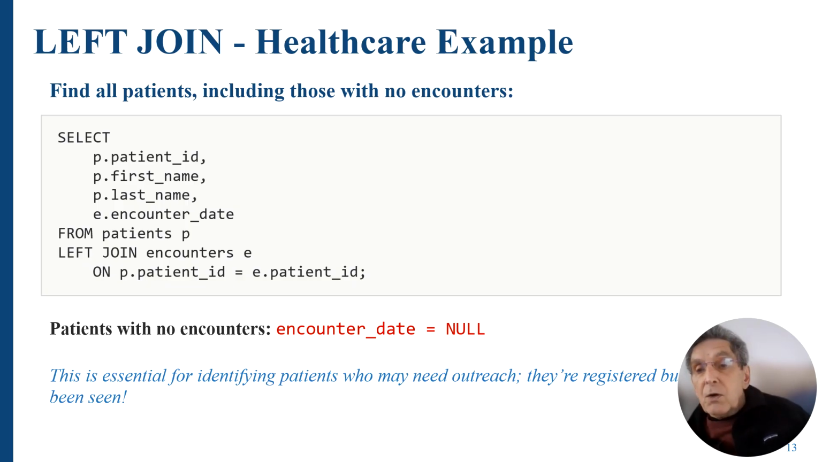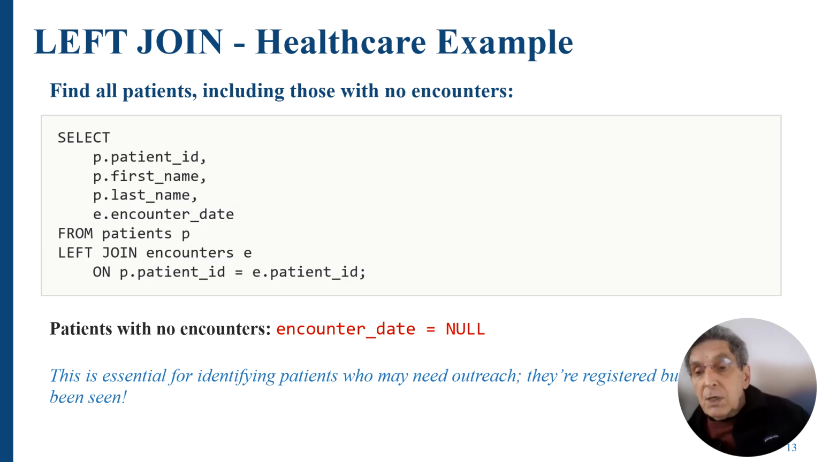Let's talk about our XHealth example again with the left join. We're going to select the patient information, see all the data we're going to get, the patient ID, first name, last name. Then we're going to get the data of the encounter, because we're going to left join with encounters. And this query looks almost identical to our inner join example, but the results are going to be different.